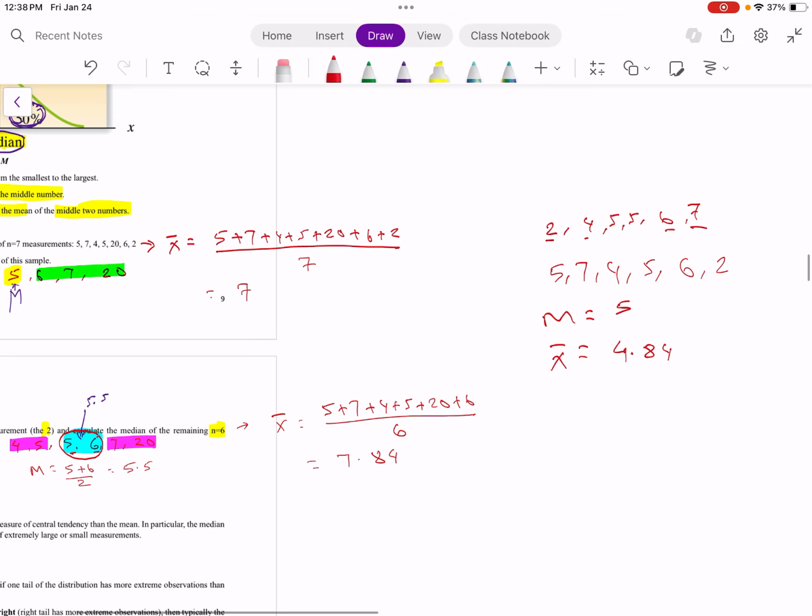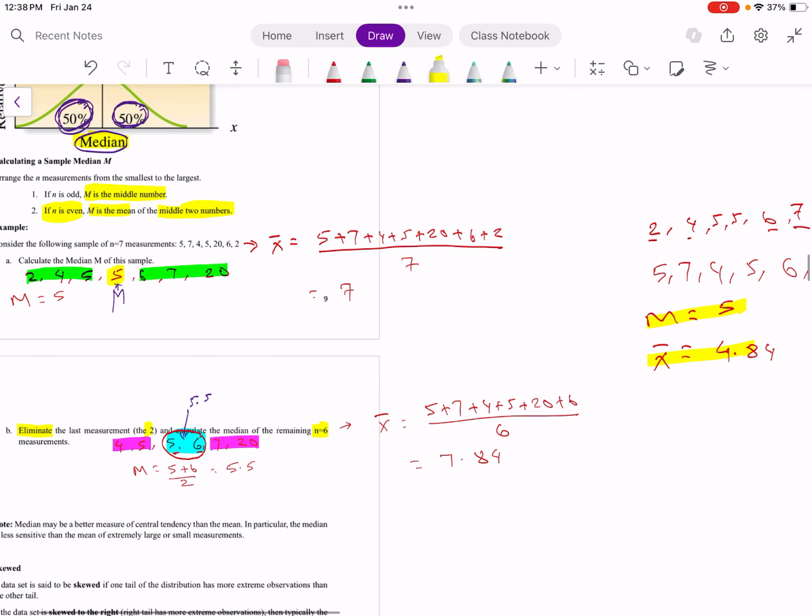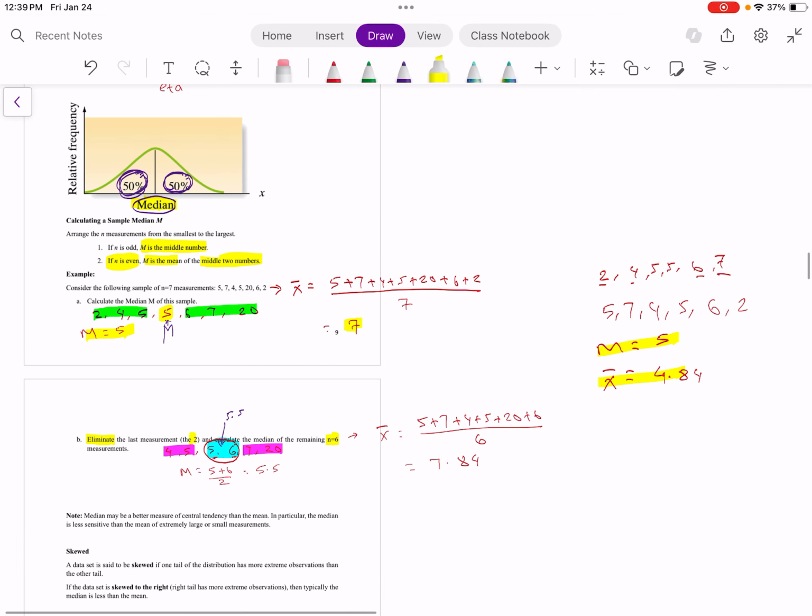Now let's compare this median and mean with this median and mean. What difference do you find here? Just the mean is different. So in both cases, we had the same median, 5, right? But the mean for the first sample is 7 and for this one is 4.84. And what is the reason here?